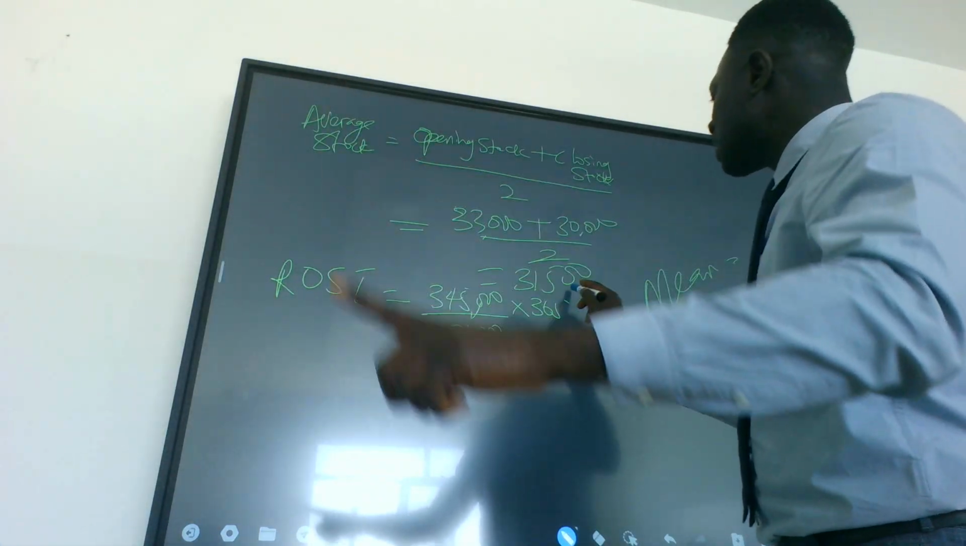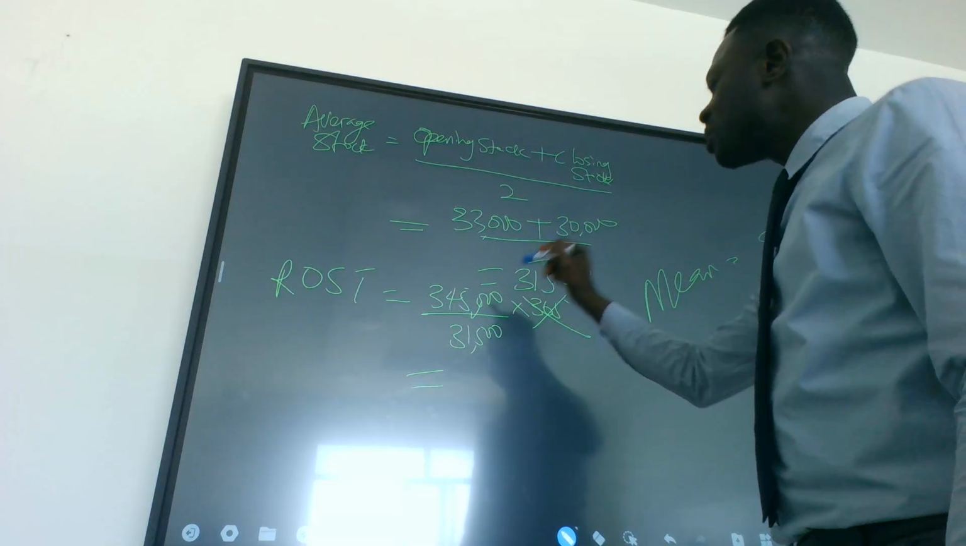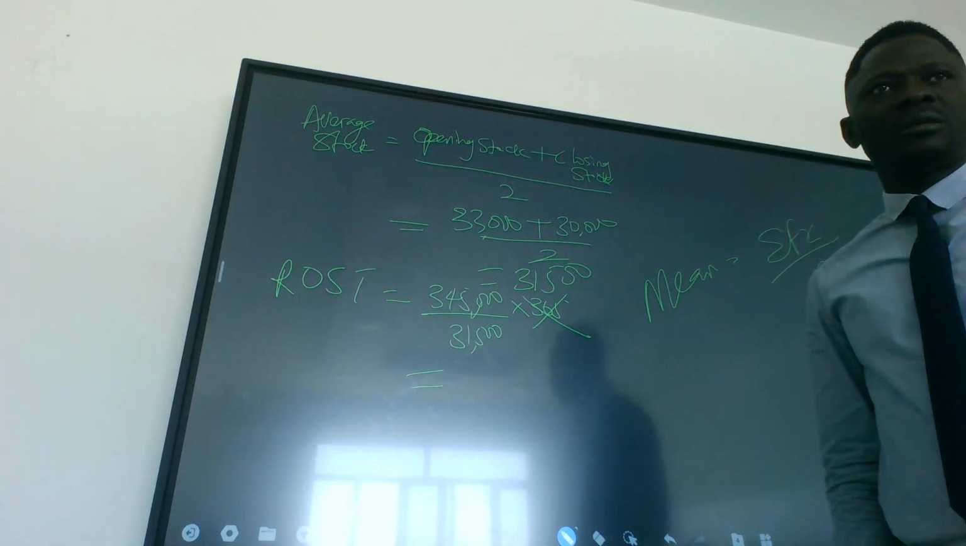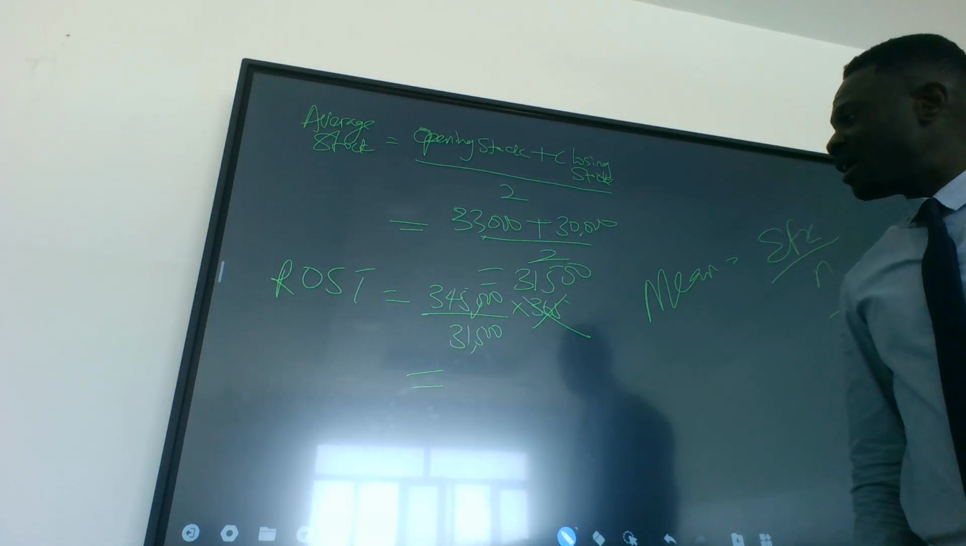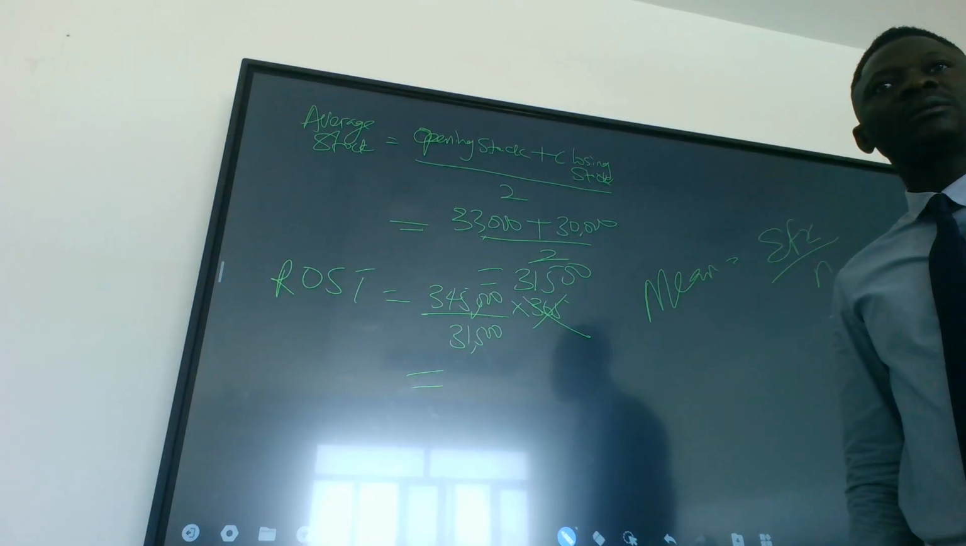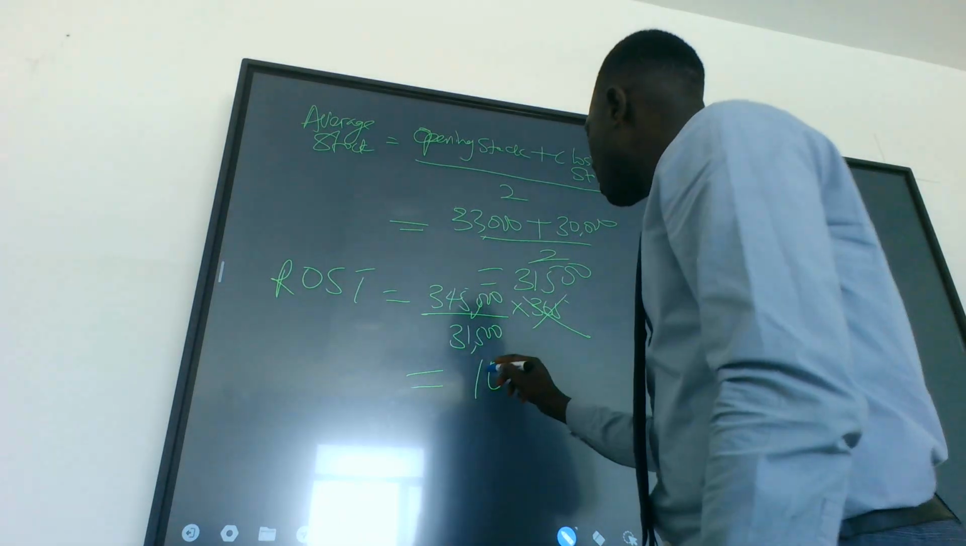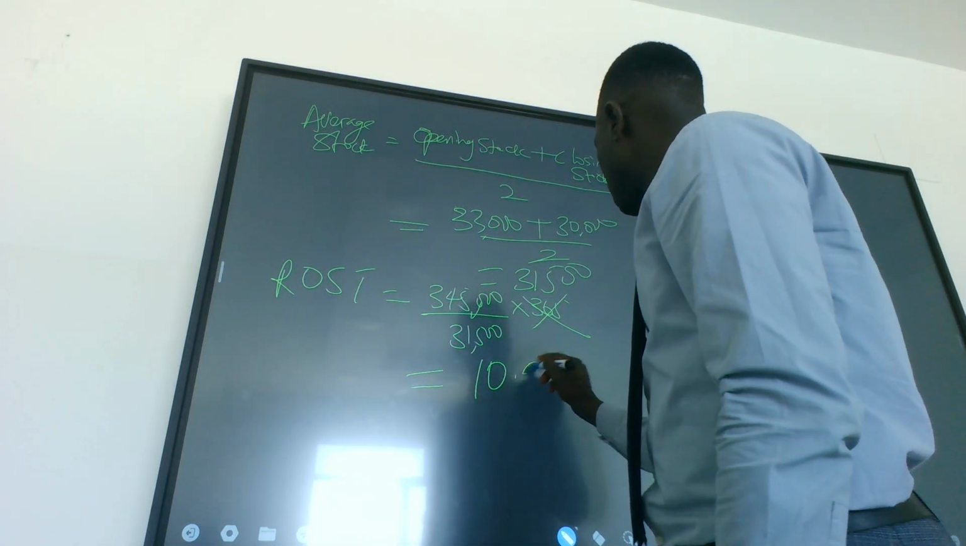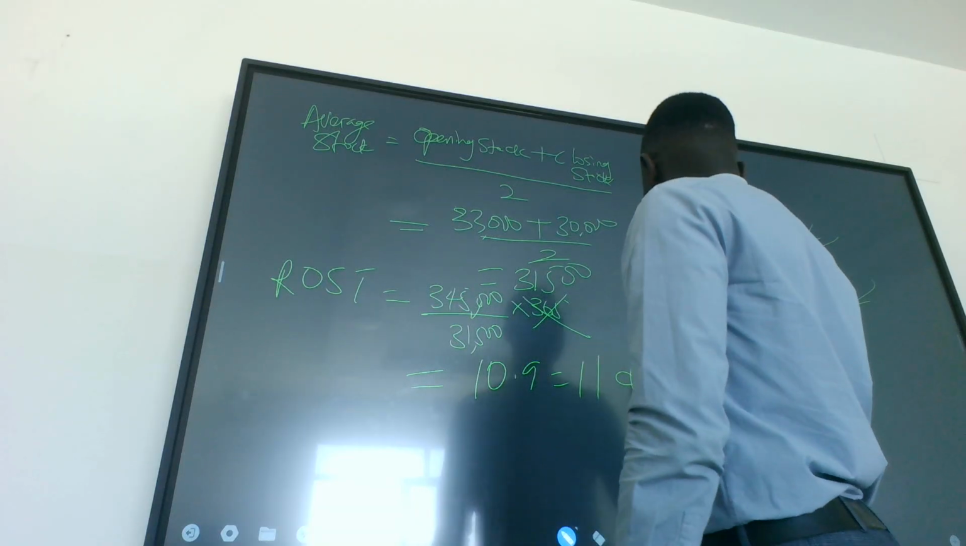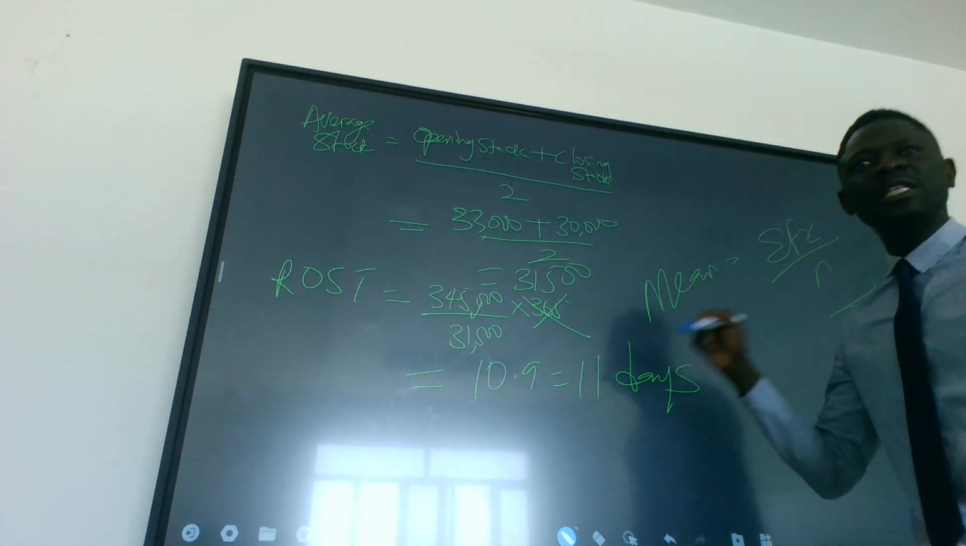You're not multiplying by 365, sorry. It's cost of sales divided by average stock. Yes, 10.9, that's 11 days. So you expect to sell your stocks within the 11 days.